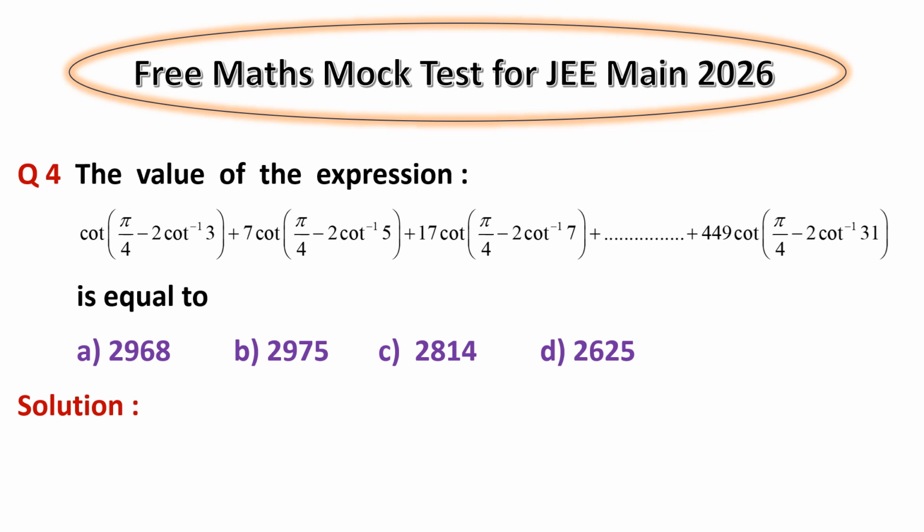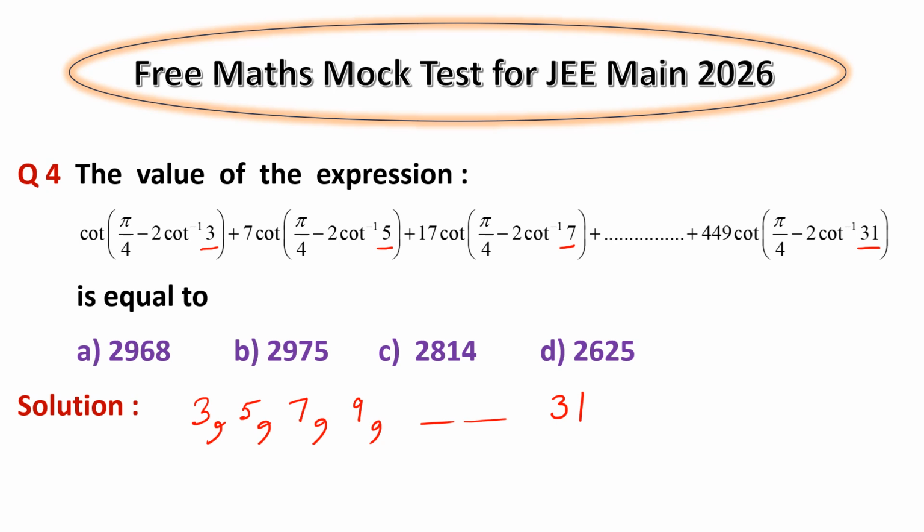First of all, we need to find the total number of terms present in this series. For that purpose, just look at these numbers inside the cot inverse function, that is 3, 5, 7 and so on till 31. Clearly, these numbers are forming an arithmetic progression with common difference 2, starting from 3 and ending at 31.